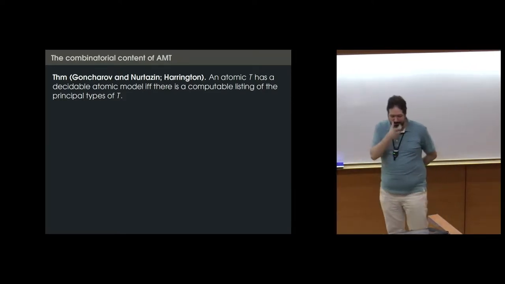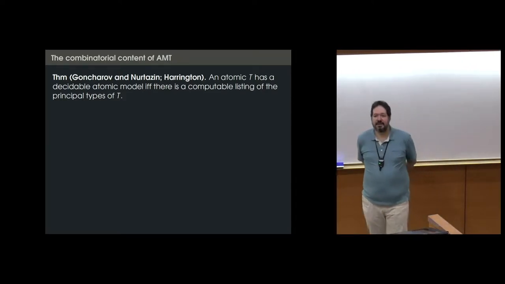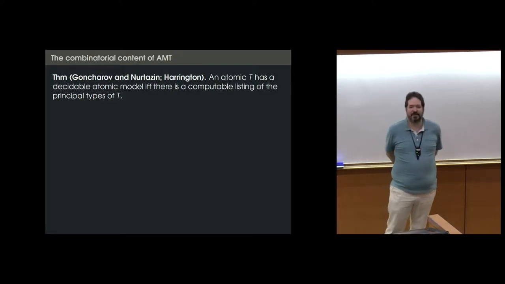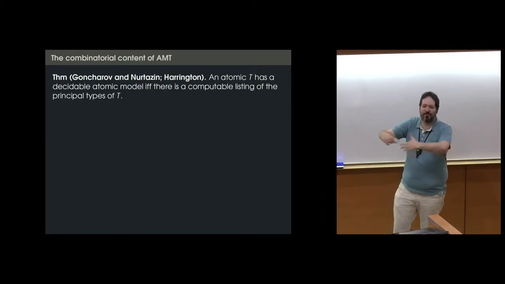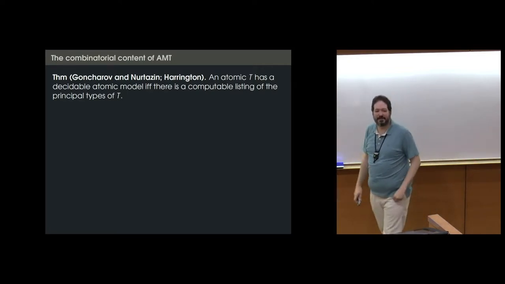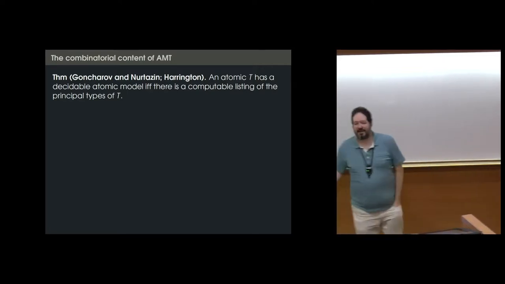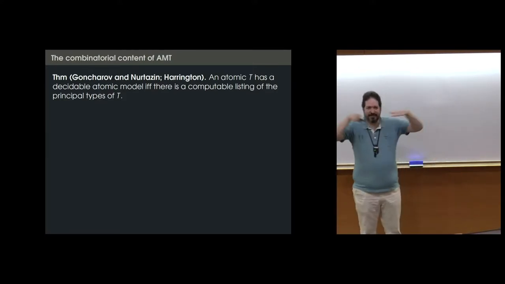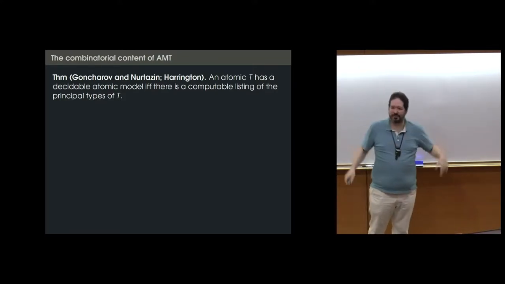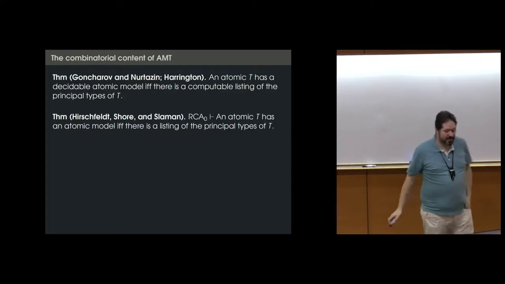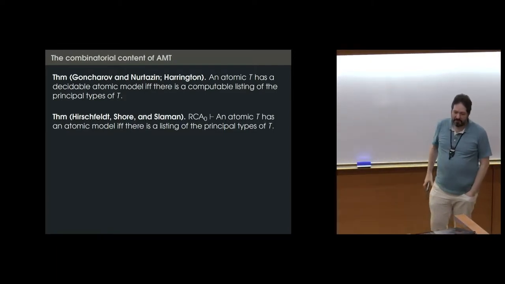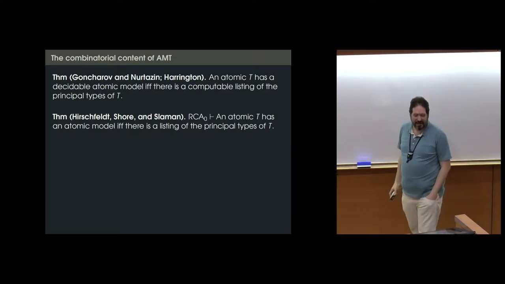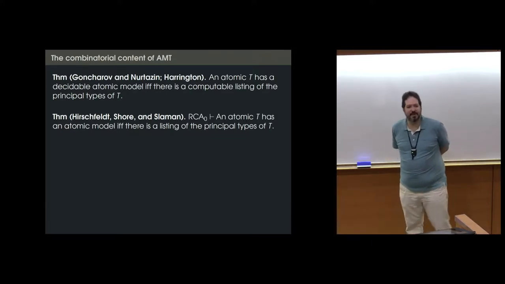So instead of producing an atomic model, I can just produce a listing of the principal types and then rely on this theorem to say, therefore I can produce the atomic model effectively. So that's good. I can forget about producing a model. I can just produce a list of types, which starts looking much more like a combinatorial object. This theorem is actually true in RCA_0 as well, that you have an atomic model if and only if you have a listing of principal types.